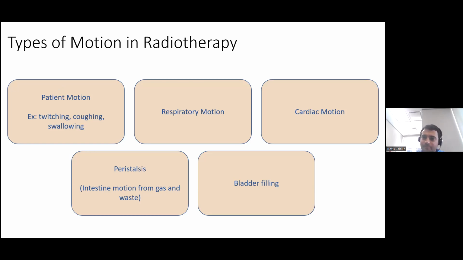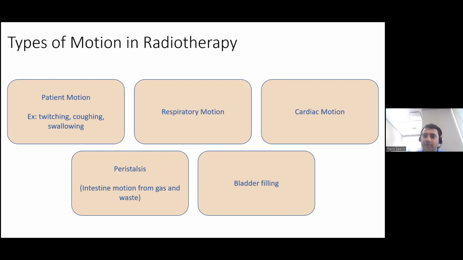Cardiac motion, fortunately, even though this is a very high frequency motion, several hundred beats per minute in some cases, the magnitude of the motion is quite small. So typically we don't have to worry too much about cardiac motion unless we're actually targeting the heart itself. There are a few instances where that's done in radiation therapy, but very rarely. And on the whole, you typically don't have to worry too much about cardiac.